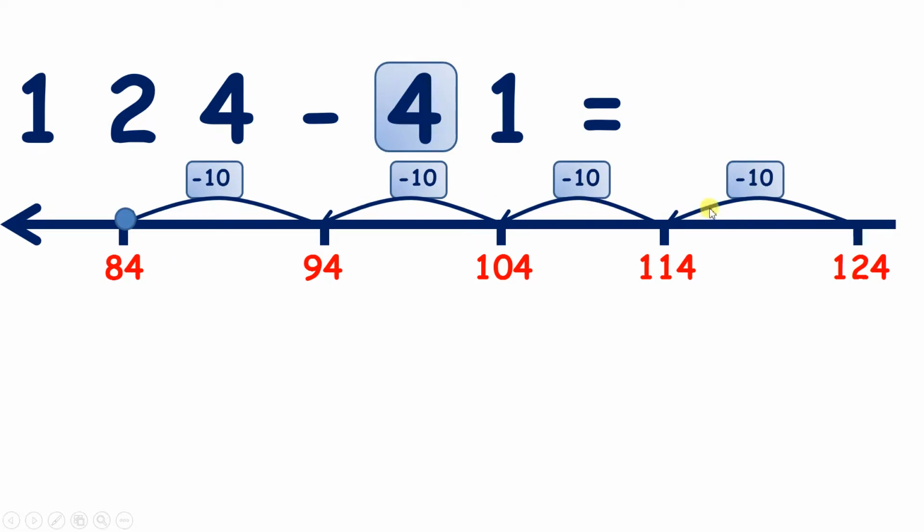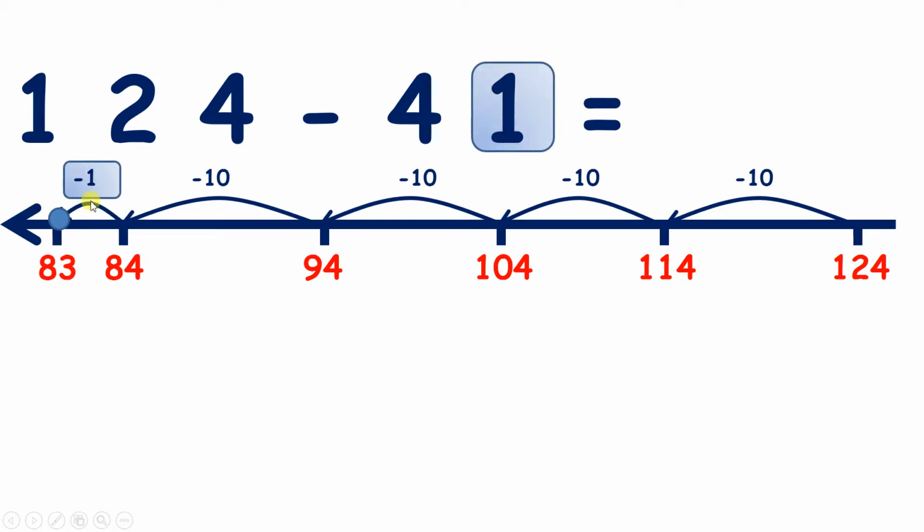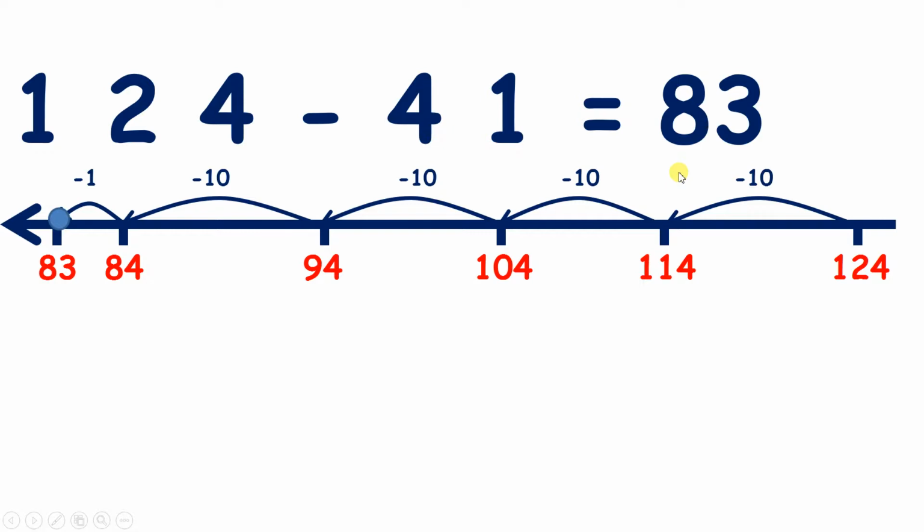So we've subtracted 4 tens. Now let's subtract 1 unit, and that gives us 83. So 124 minus 41 is 83.